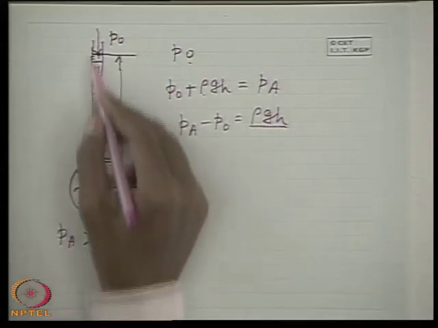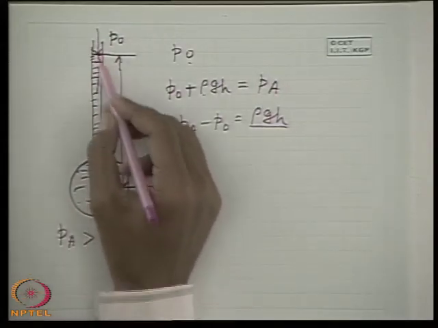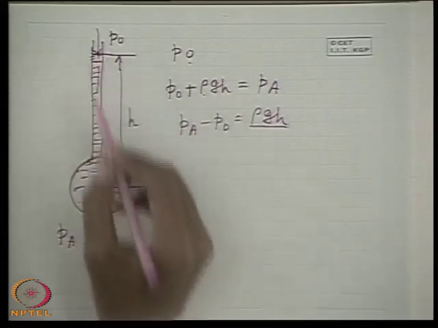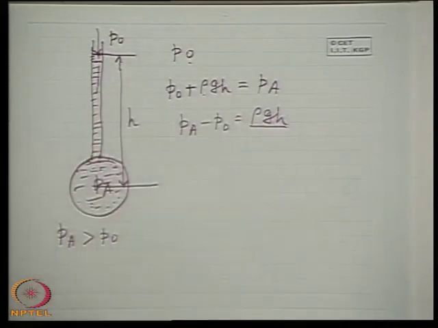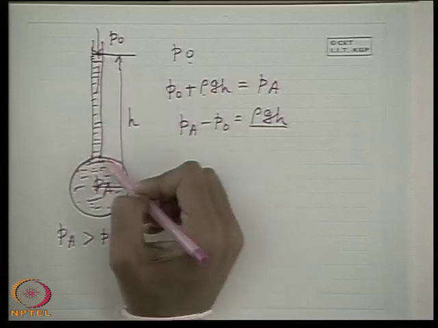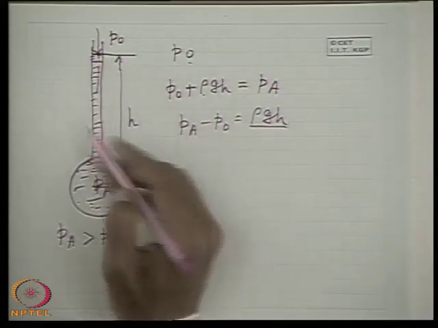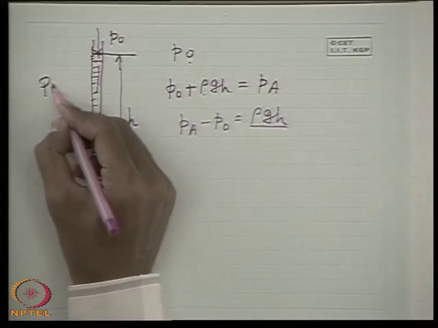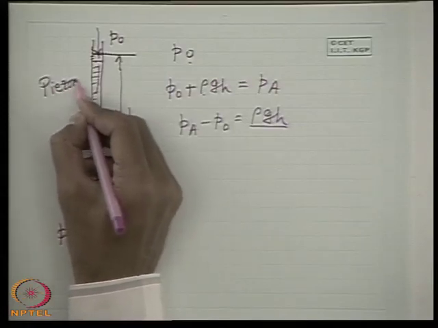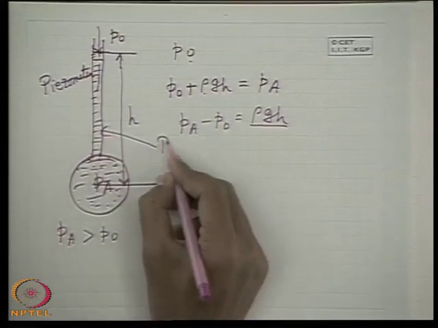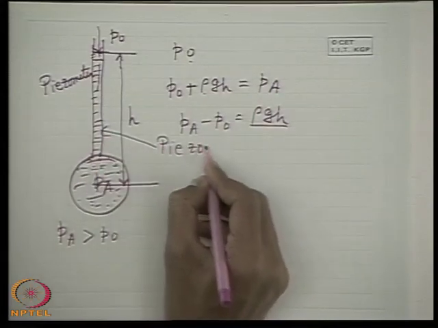This type of tube, attached to a system and open at one end, measures the pressure from the height of the liquid standing in the tube. This is given by Torricelli, and this tube is known as a piezometer, P-I-E-Z-O-M-E-T-E-R. This type of tube is known as a piezometer or piezometric tube.